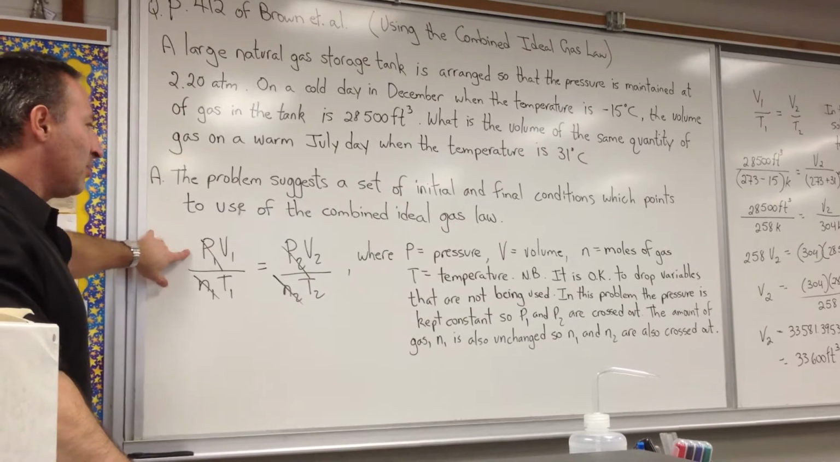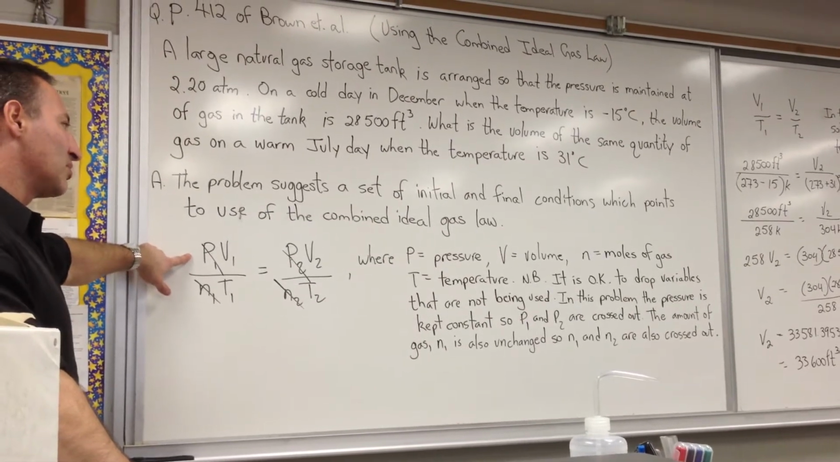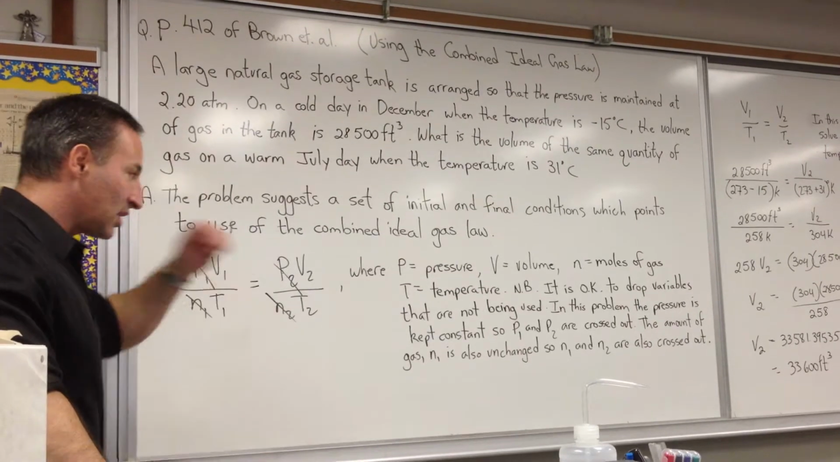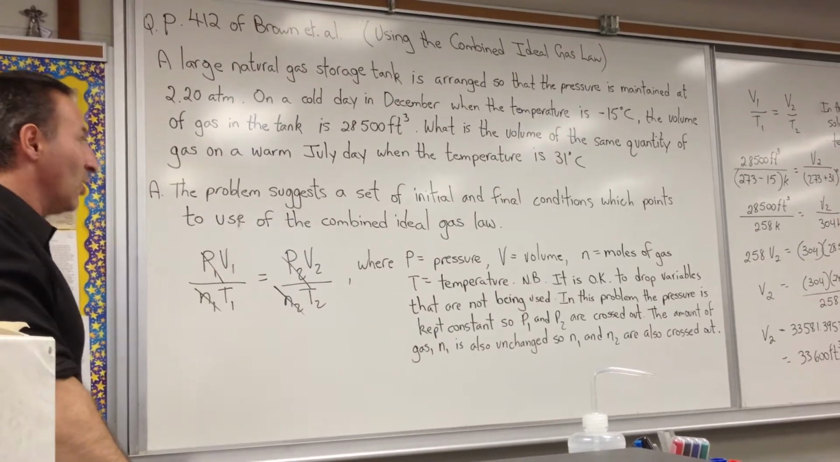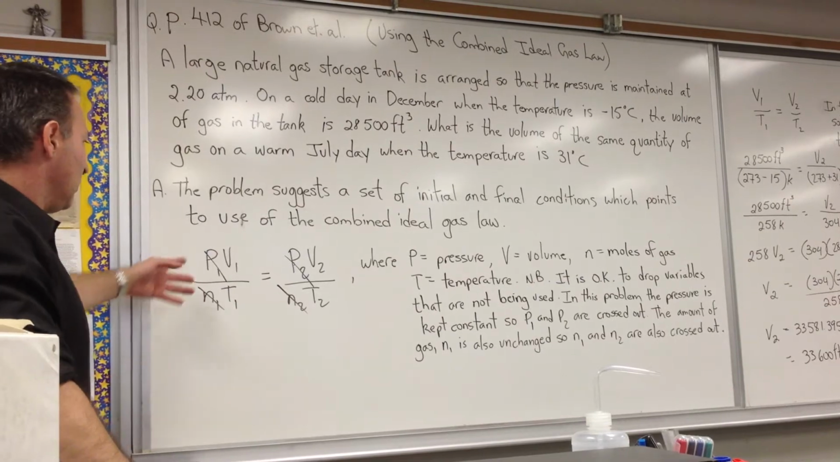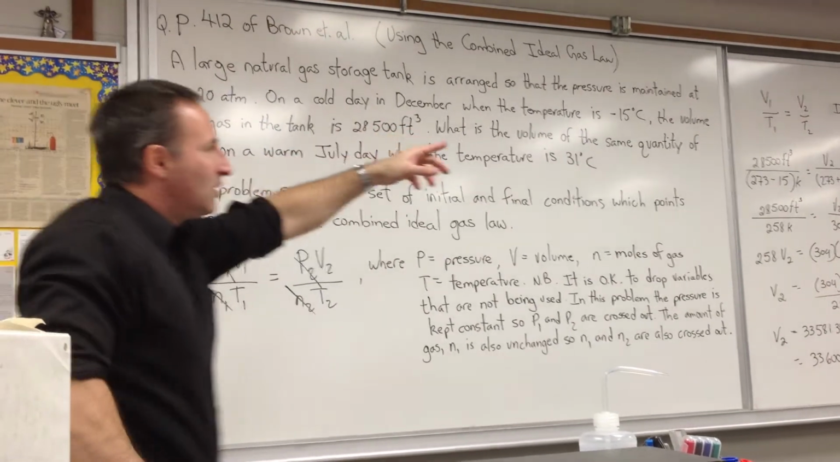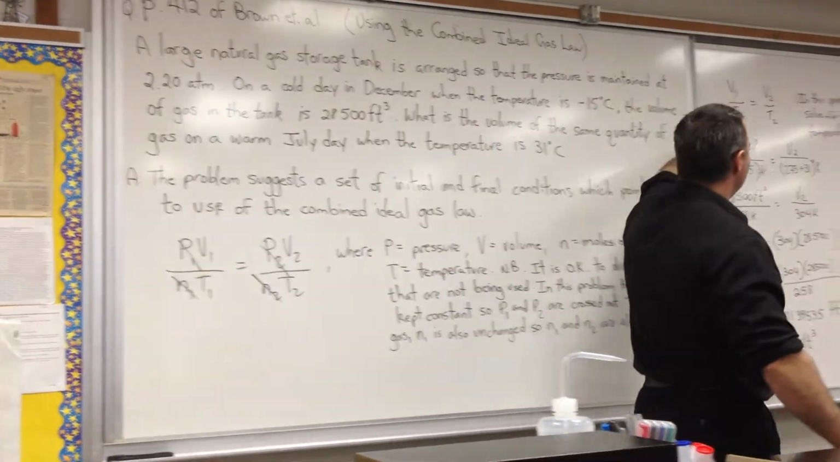Just drop whatever variable is not being used. In this particular problem, the pressure is kept constant, so P1 and P2 are crossed out. Also, the amount of gas, N1 and N2, is unchanged, so N1 and N2 are also crossed out. And the combined ideal gas law reduces to V1 over T1 is equal to V2 over T2. So let's read the question and see what information it's giving us.